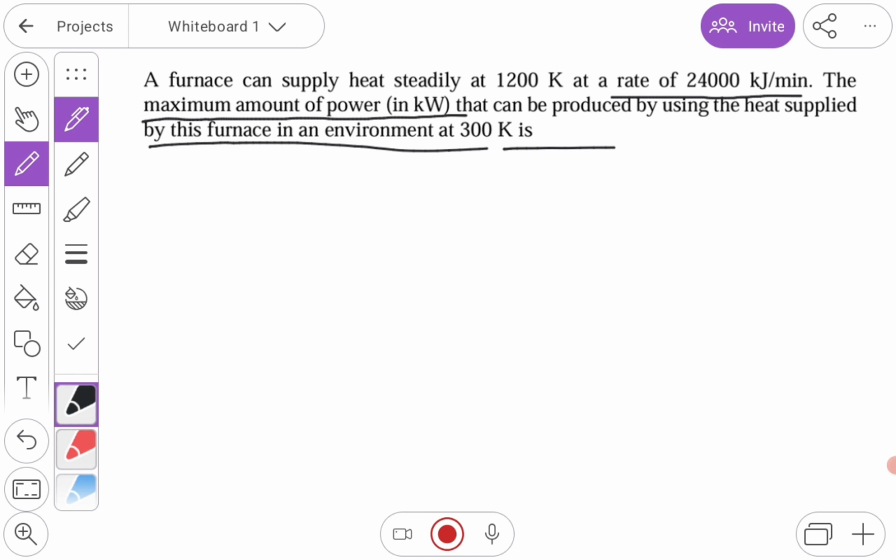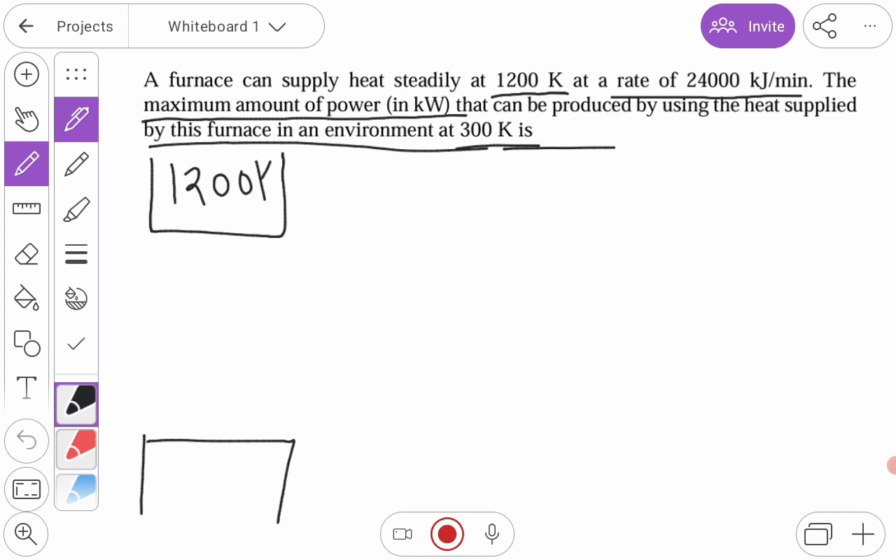So let's see what is happening here. So we have two temperatures here. One is a high temperature, one is a low temperature. The high temperature body is furnace, which is at 1200 Kelvin, and the environment is at 300 Kelvin. So low temperature body is environment, which is at 300 Kelvin.